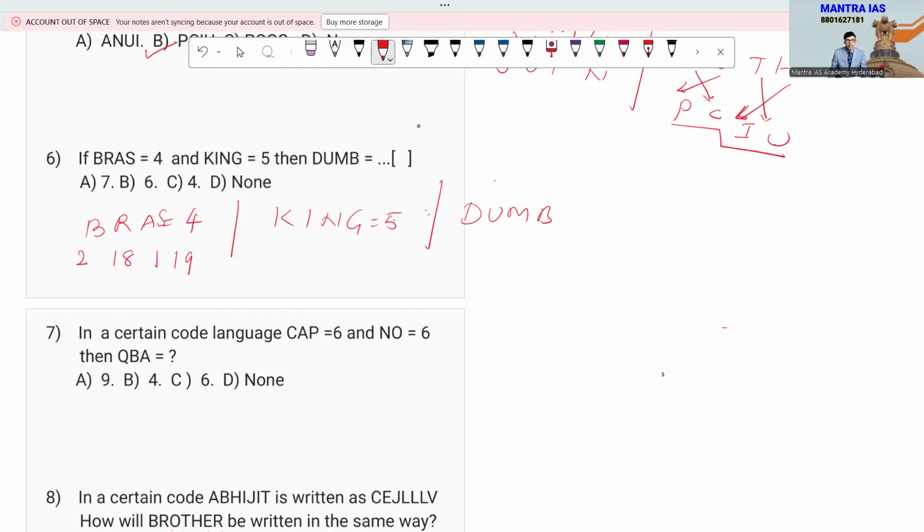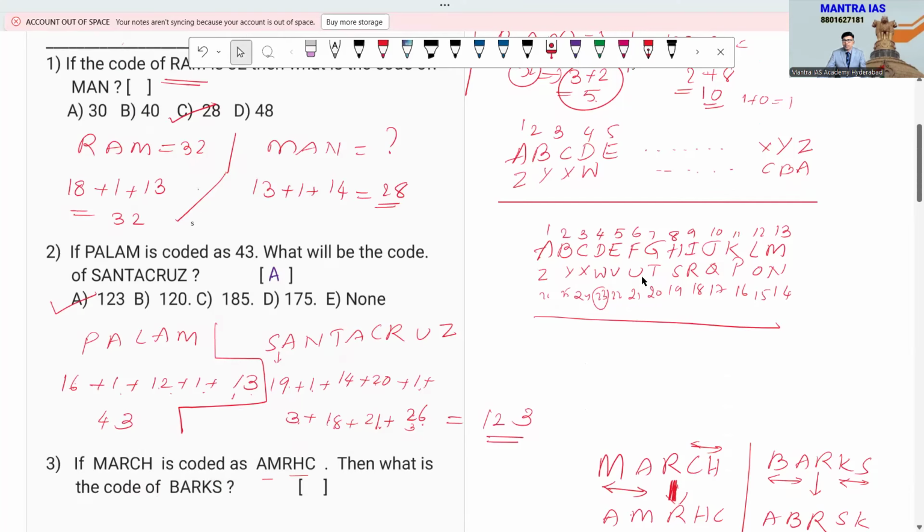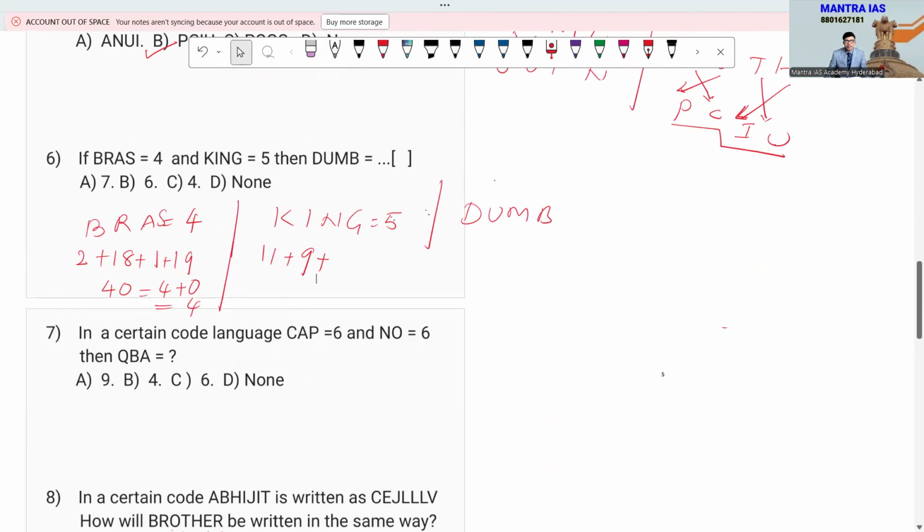Now adding all these things, 20 plus 20, it's 40. But we have 4, indicates single digit format. 4 plus 0 is 4. Same style, check here. KING: K11, I9, N is 14, G7. I just told, the numbers you already have an idea, otherwise you check it. Now tell the logic what's the total here.